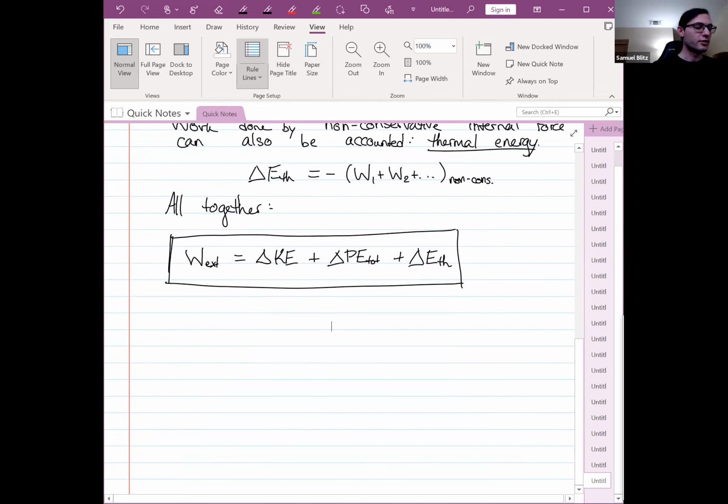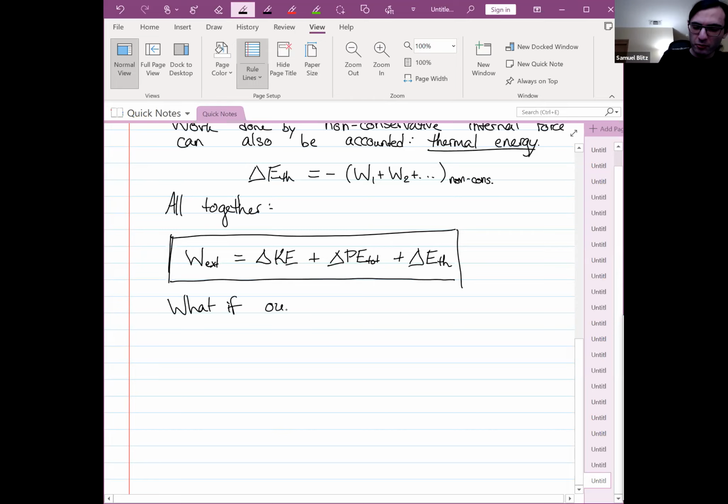Right. So now let's suppose, remember, external means external to the system that we're considering, and those are energies internal to the system we're considering. So now what happens if everything is in our system? What if our system is everything? And by everything, I mean the entire universe. Well, then there's nothing external, right? There just can't be, because there's nothing outside of everything.